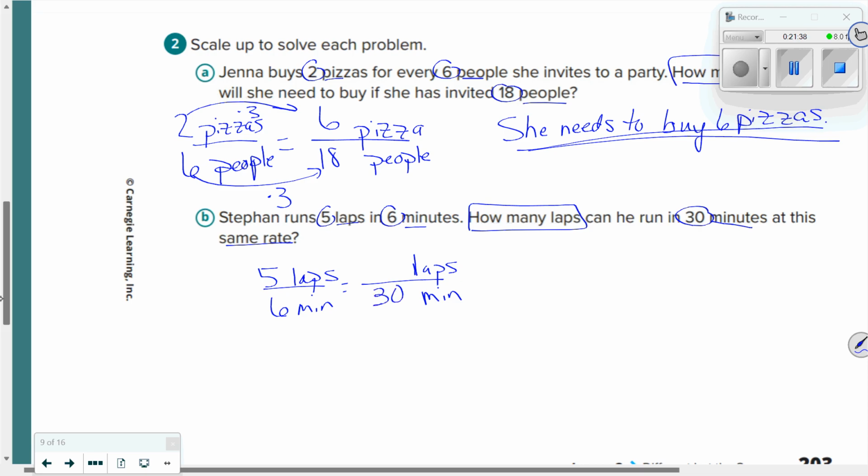Again, if you label them, you shouldn't make any mistakes because it literally puts it right where it needs to go. How do I go from 6 to 30? Times 5. 5 times 5 and I get 25 laps. The word problem? So Stefan will run 25 laps in 30 minutes.